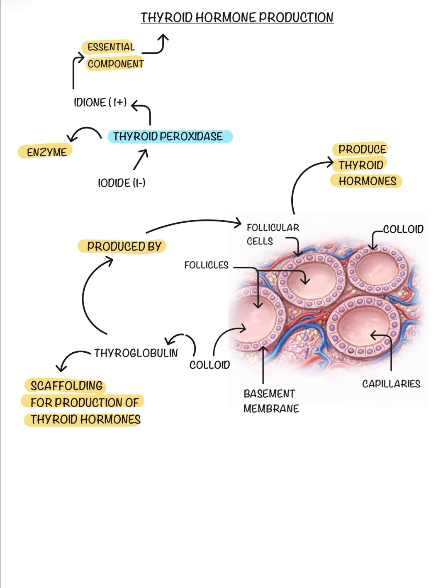An important enzyme here is thyroid peroxidase, which plays a key role in hormone synthesis. The follicular cells produce both the thyroid hormones and a protein called thyroglobulin. Thyroglobulin acts as a scaffold, essentially a structure that supports the formation of T3 and T4.